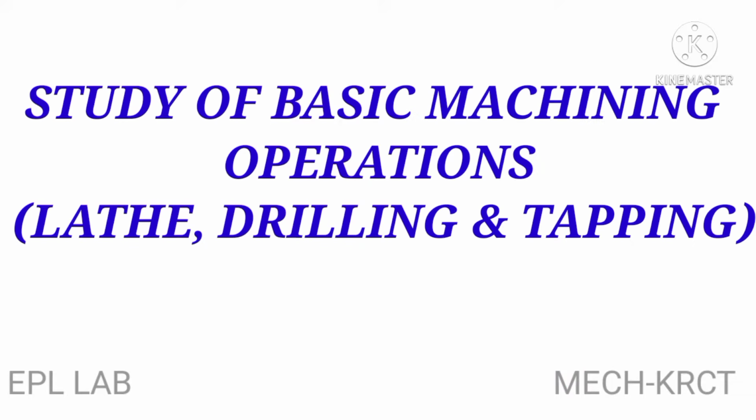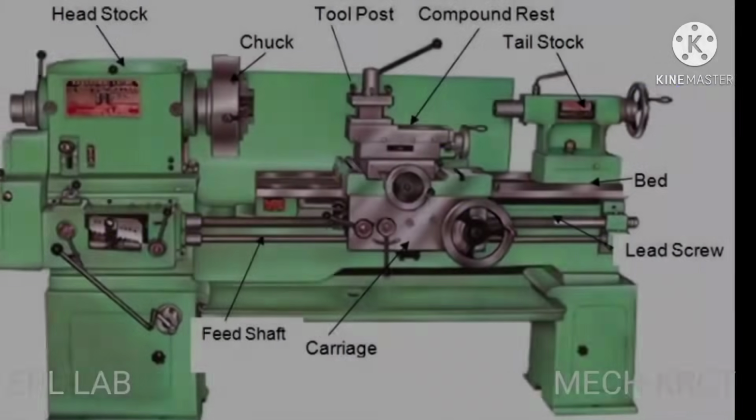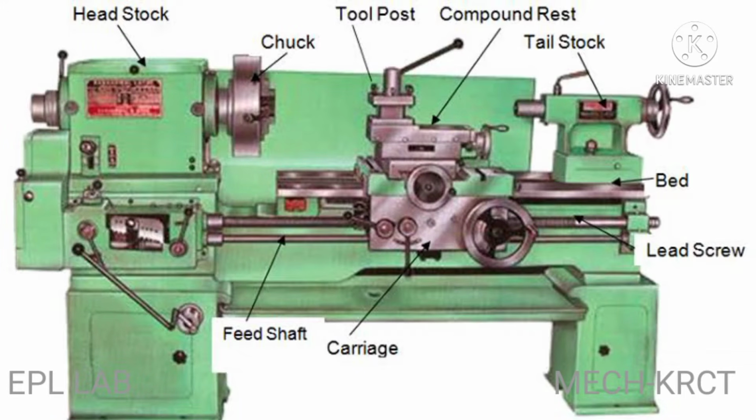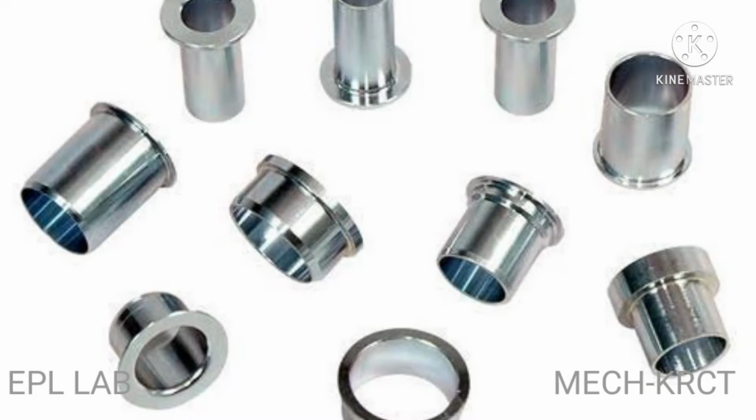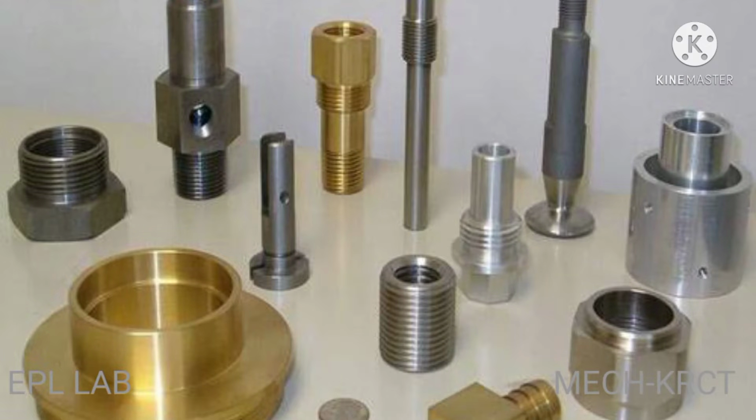In this video, you are going to learn about the study of basic machining operations with the help of a lathe machine. Now you are watching the lathe machine. This lathe machine has many parts, namely headstock, chuck, tool post, compound rest, tailstock, bed, lead screw, carriage and feed shaft. With the help of a lathe machine, we can make many components. These are all the components we are making with the help of a lathe machine.